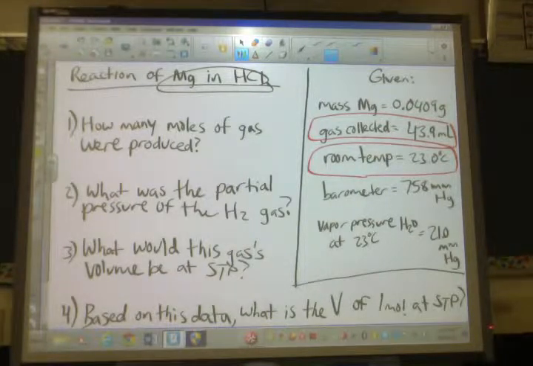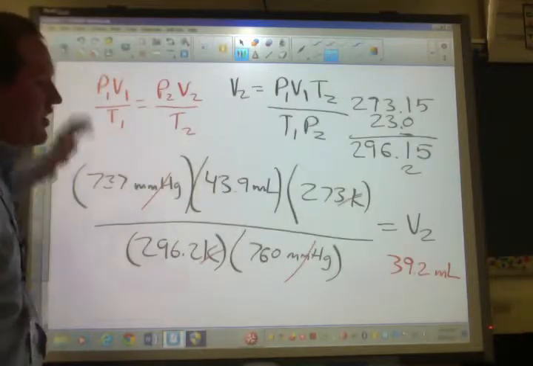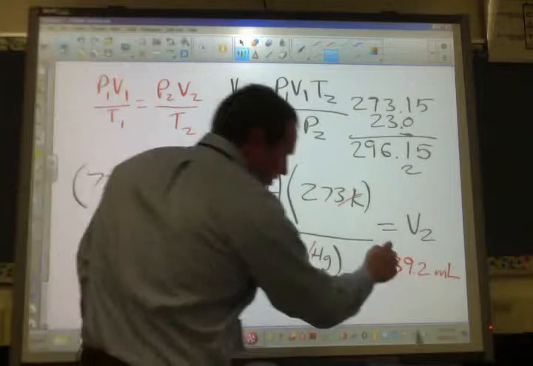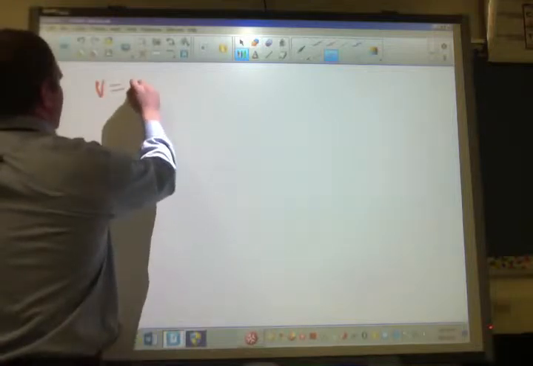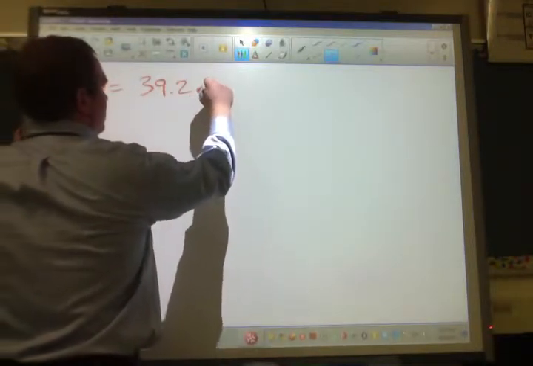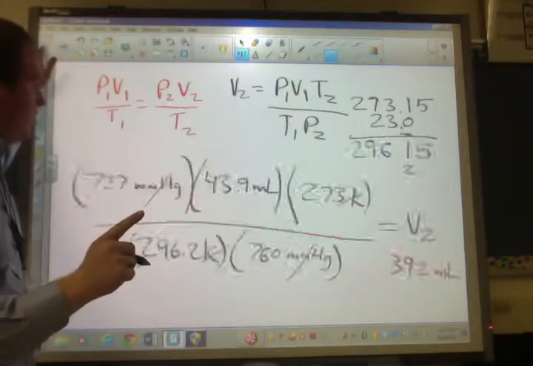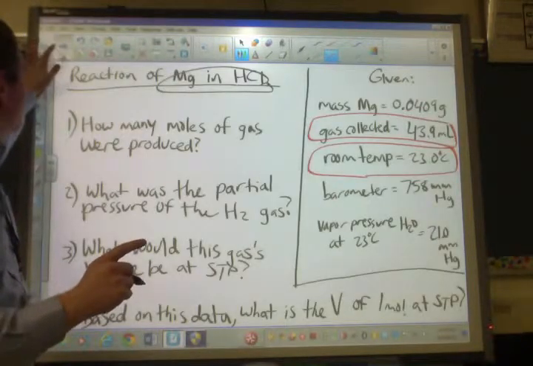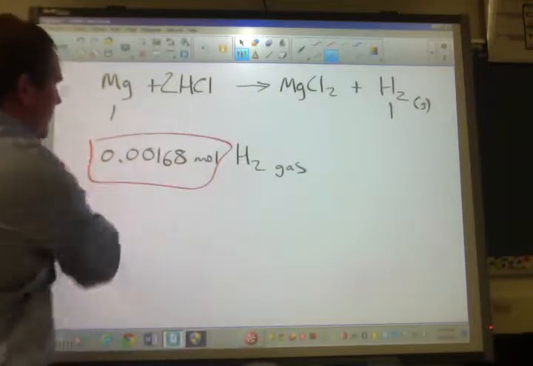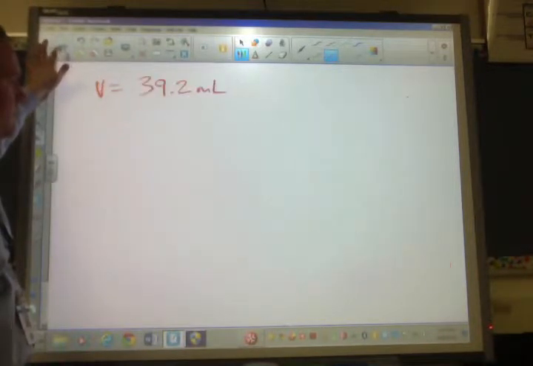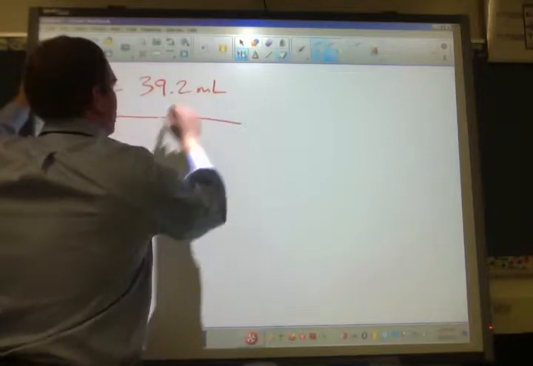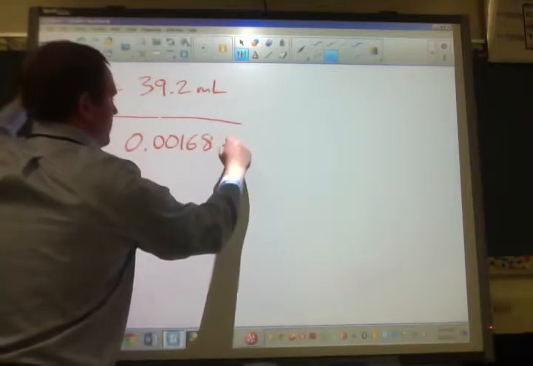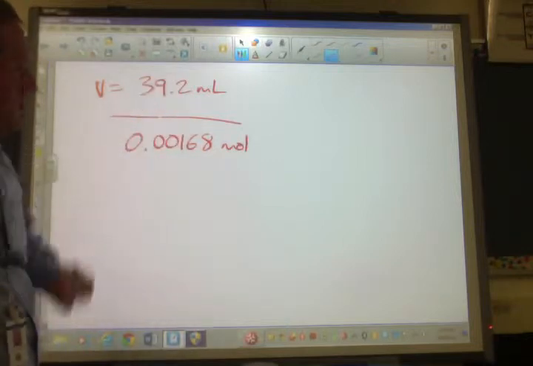Step 4. Based on this data, what is the volume of 1 mole at STP, which is the whole point of this lab? So what we found was that our gas sample had a volume of 39.2 milliliters. But that wasn't 1 mole. We found the moles, and it was right here. So that was 0.00168. Okay, so this many moles occupied that much volume.